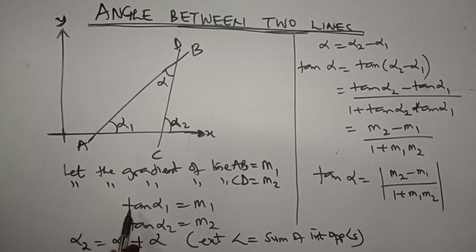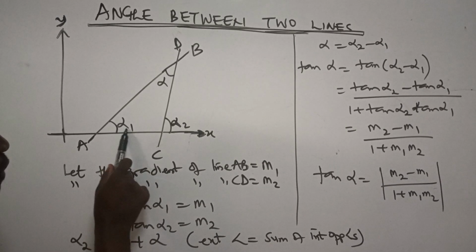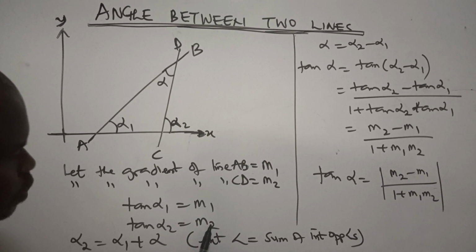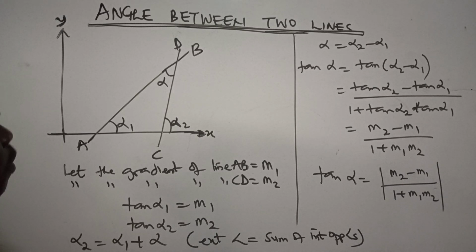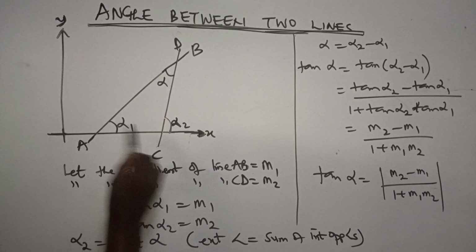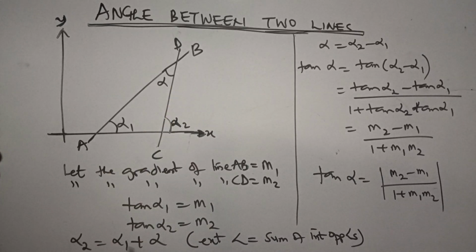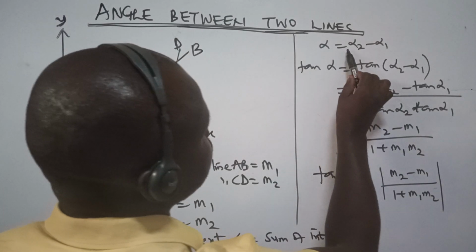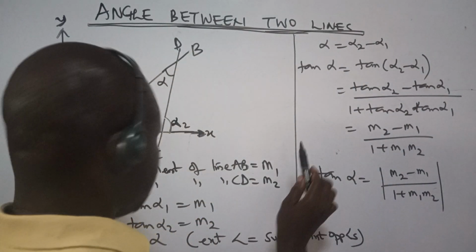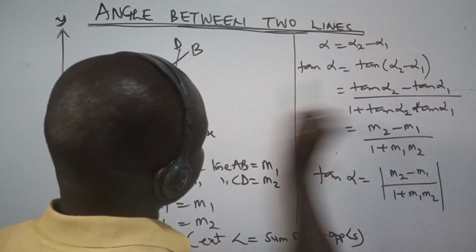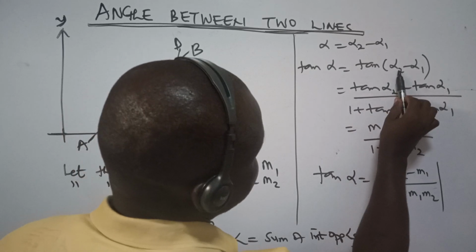Then under the angle of slope, tan of that angle, tan alpha 1, will be equal to the gradient. Then tan alpha 2 will be equal to the gradient of the second line, M2. But we know from our knowledge of trig, from our knowledge of angles, that alpha 2, the exterior angle here, is equal to the sum of the interior opposite angles. That is, alpha 2 is equal to alpha 1 plus alpha. If I make alpha the subject of the formula, I get alpha equal to alpha 2 minus alpha 1. Then tan alpha, the tangent of the angle between the two lines, will be tan of alpha 2 minus alpha 1.